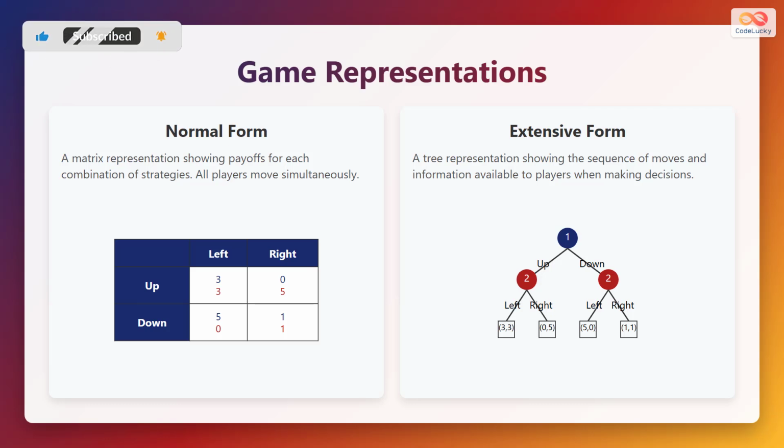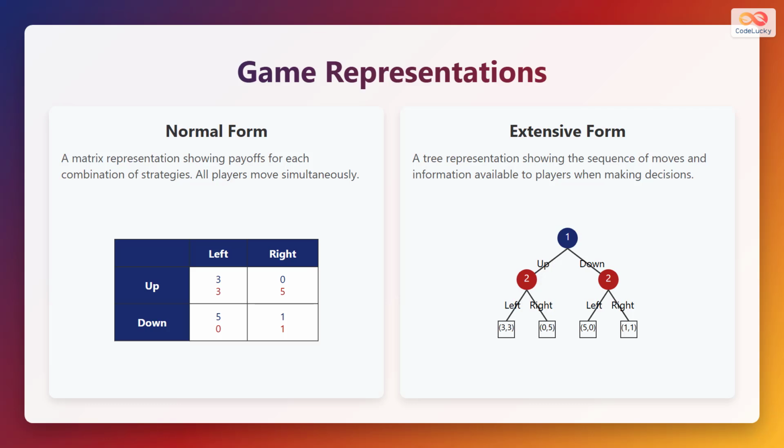On the other hand, extensive form represents a game as a tree structure, showing the sequence of possible moves and the information available to each player at each decision point. It is very useful for games where players make moves in a specific order.